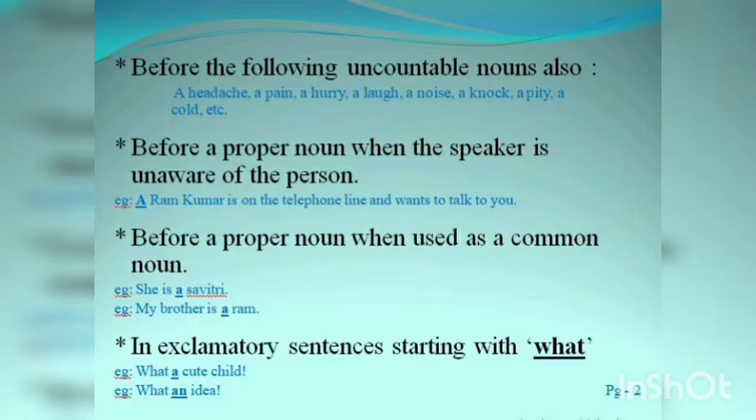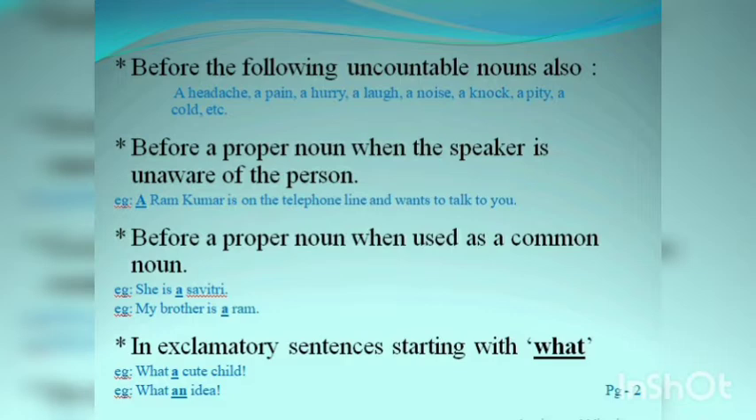The next rule is, before a proper noun when the speaker is unaware of the person he is talking about. For example, a Ram Kumar is on the telephone line and wants to talk to you. Here the speaker of this sentence is quite unaware of the person Ram Kumar. Therefore, to show his uncertainty about the person, he has used here a Ram Kumar.